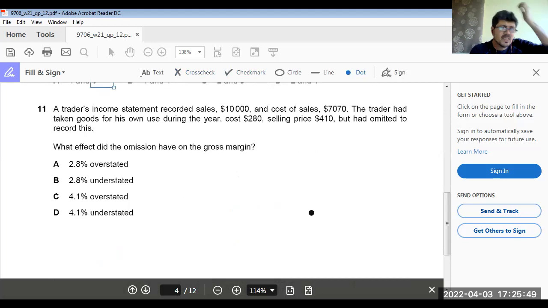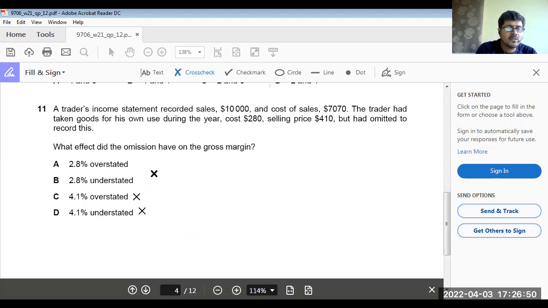Now come to question number 11. A trader's income statement records sales $10,000, cost of sales 7,070. The trader has taken goods for his own use during the year, cost 280, selling price 410, but had omitted to record. What is the effect on gross profit? Okay. Now see. When the owner takes goods for personal use, we do not consider the selling price, we consider the cost price. So the cost price is 280. 280 divided by 10,000 multiplied by 100 is 2.8%. So option could be A or B. C and D are not possible. These two can't be the answer.